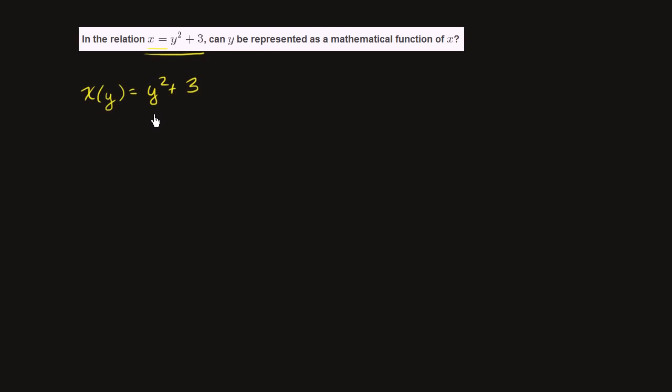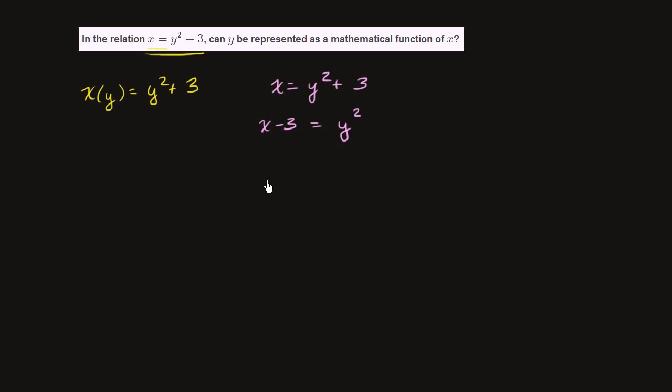So one way you could think about it is you could essentially try to solve for y here. So let's do that. I have x is equal to y squared plus 3. Subtract 3 from both sides. You get x minus 3 is equal to y squared. Now the next step is going to be tricky. x minus 3 is equal to y squared.